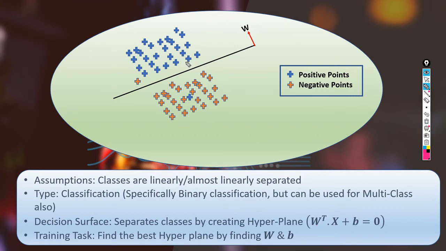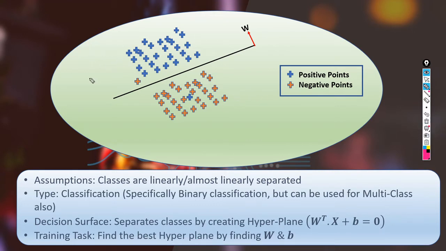When we have W as the unit normal vector in this direction, we can find the hyperplane by constructing the equation W transpose X plus B, where X is the feature vector, that is, these points. So from the logistic regression point of view, what is the training task? We have to find the best hyperplane by finding W and B.